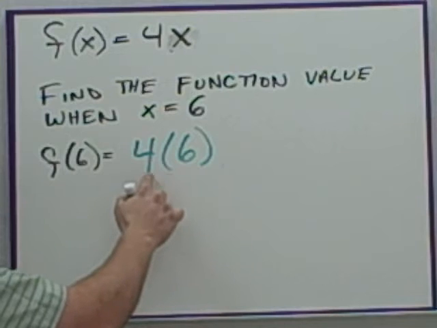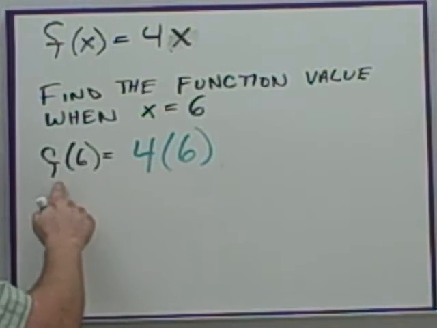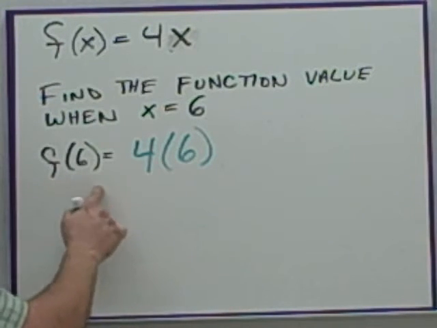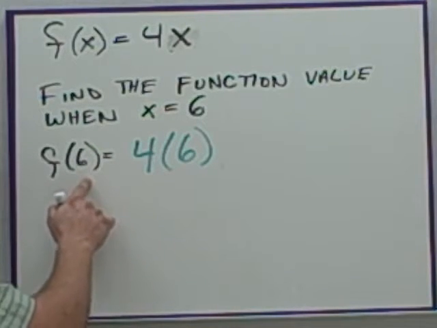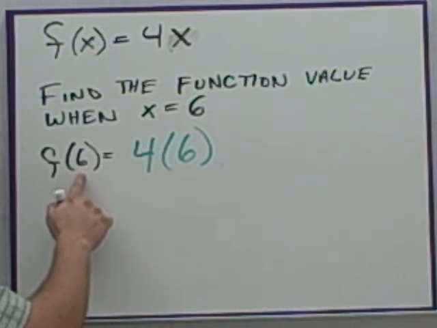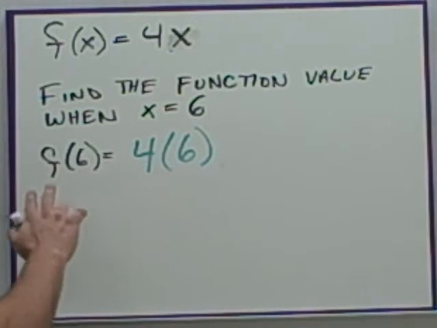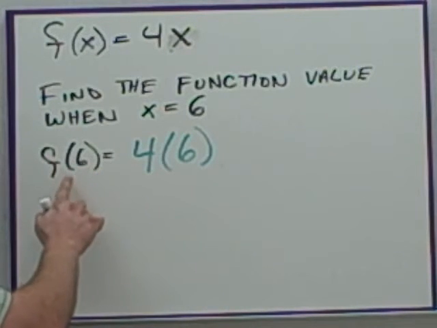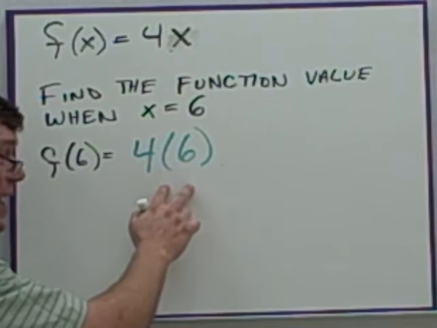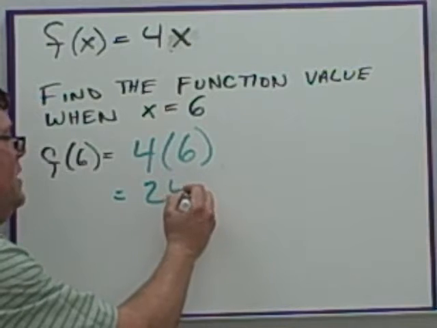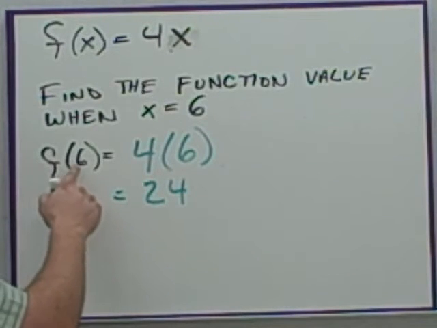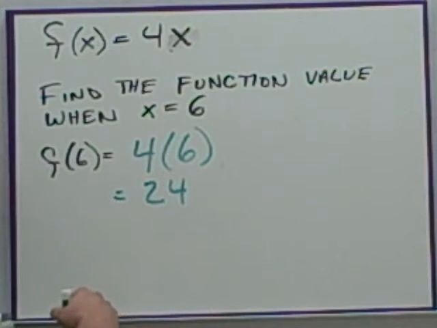Now this truly is 4 times 6. Over here, this is just a naming convention. I'm not doing f times 6. I just have the function of 6. So don't get confused by that set of parentheses. We are not multiplying over here. We're only multiplying here with these parentheses. 4 times 6 gives me 24. So the function of 6 is 24.